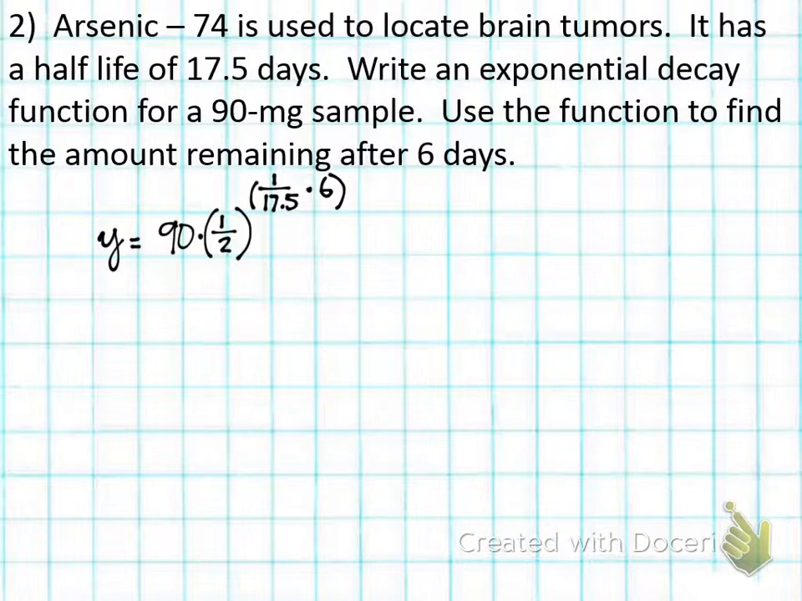In this example, we know that the original amount of milligrams for arsenic is 90 milligrams. Okay, that's how much is in question. We know that it's a half-life, so we have to use this multiplier of 1/2 as the base. And we know that there's one half-life for every 17.5 days, and we're asking ourselves how much is left after 6 days. Okay, so let's calculate this.